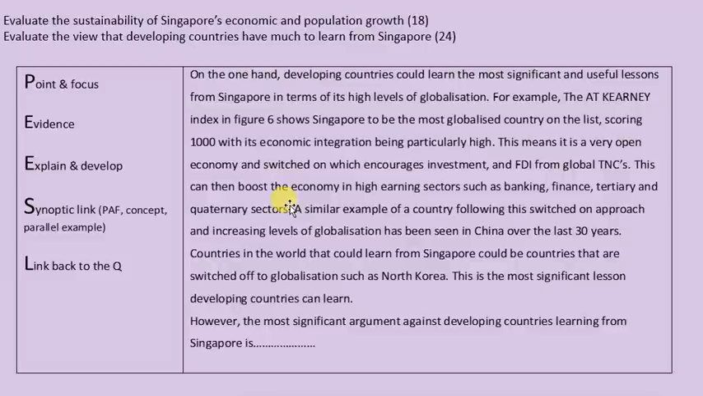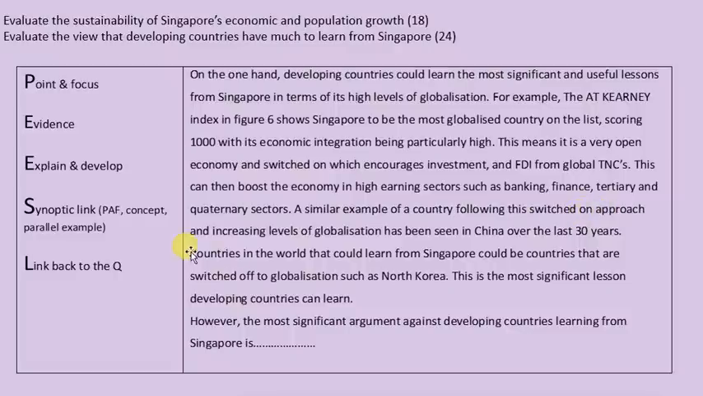Right, I'm going to pause here. I'm going to think, where can I get in a synoptic link? And I'm thinking players, action, futures, concepts, parallel examples, models and theories. I've got to pause, or you won't do it. Just stop. A similar example of a country following this: switched on. That's key terminology from globalisation. Again, you're showing AO1 with that. I don't think that term's in the booklet, so little key words like this tell me that you've got good knowledge and understanding and you're not just lifting off.